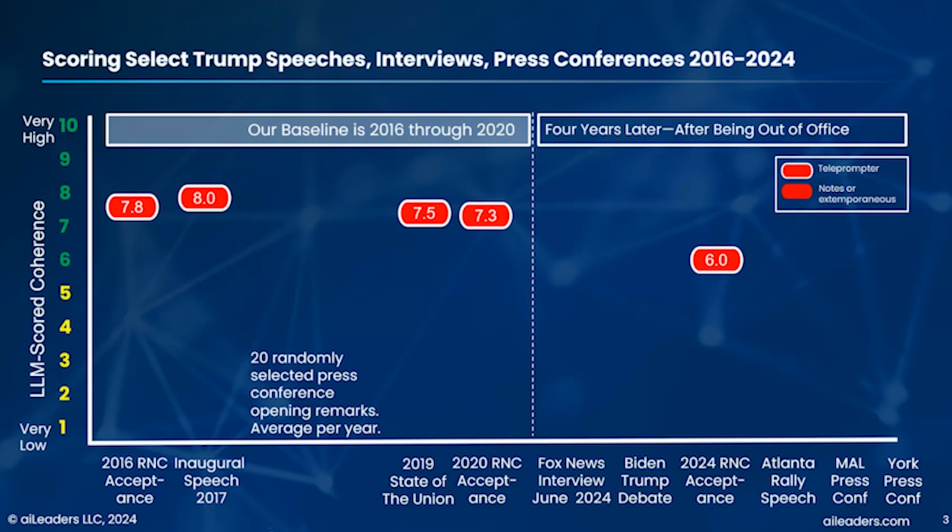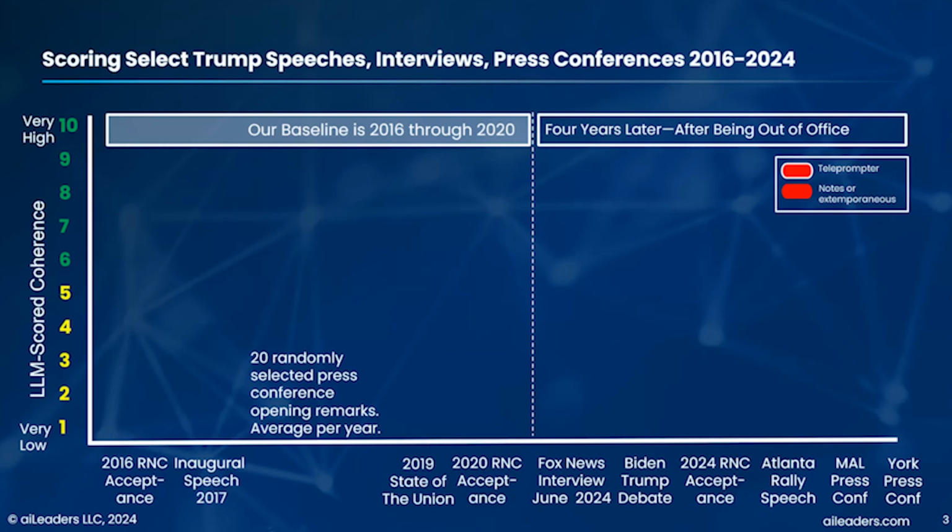So rather than an average of about 7.6, 7.7 in the baseline period, we see this drop to 6.0, and that's really the only one prominently that's scored in this environment. On teleprompter, are you reading effectively? Are you staying on topic? Are you delivering in a way that people can follow and engage with?